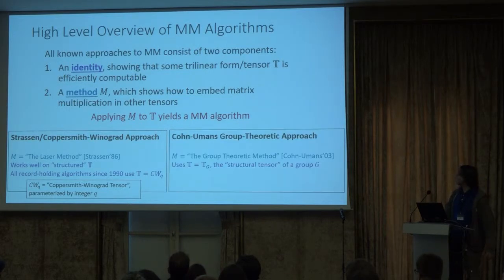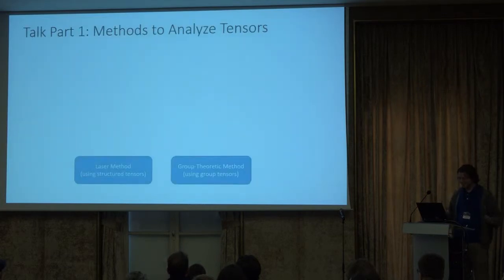But there's another, maybe competing, approach defined by Cohn and Umans. That's the group theoretic approach, where you use a group theoretic method that works well on tensors that are defined from groups in some way. The details are not so important, but there are these two main approaches to designing these algorithms. So here they are again.